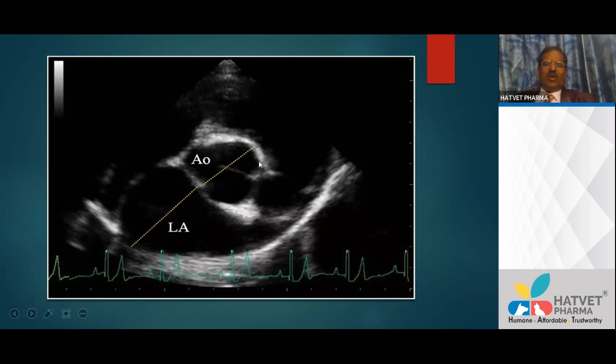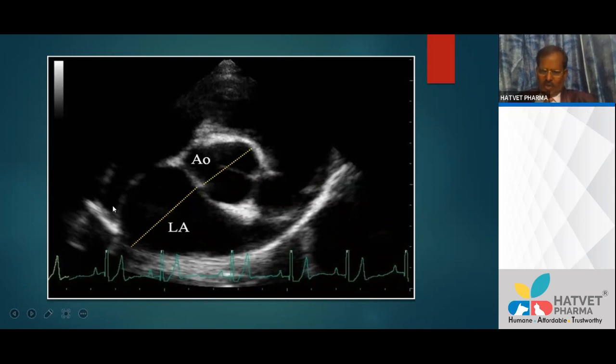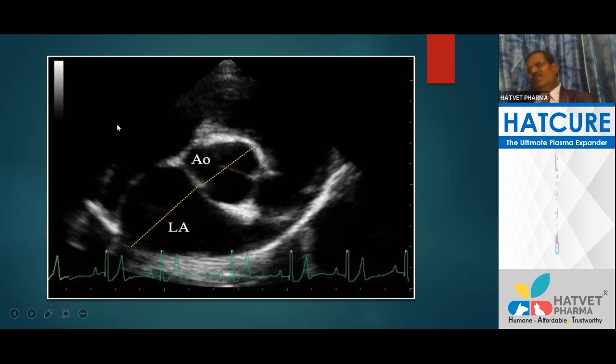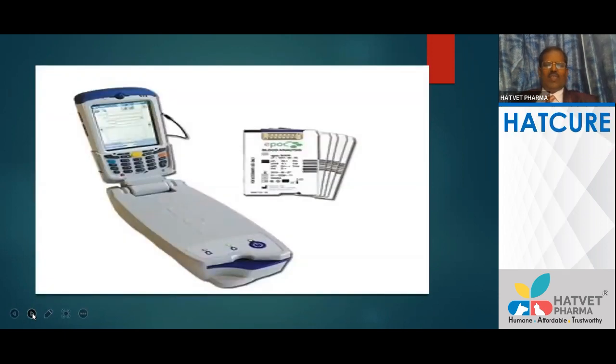Another measurement you can do is the left atrium to aorta ratio. Normally, it should be 1.6. If it is more than 1.6, there is a left atrial enlargement. This left atrial enlargement could be due to metabolic disease. It can also be due to left ventricle enlargement. So this is another important parameter you can do very easily at your place.